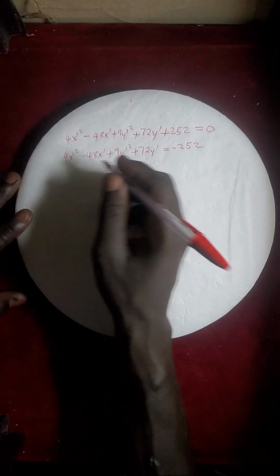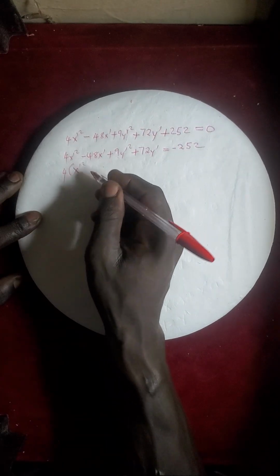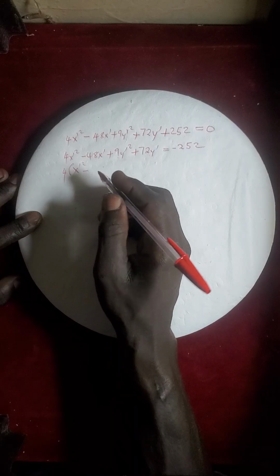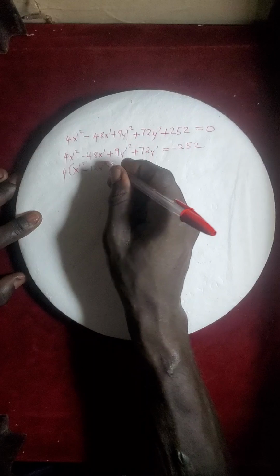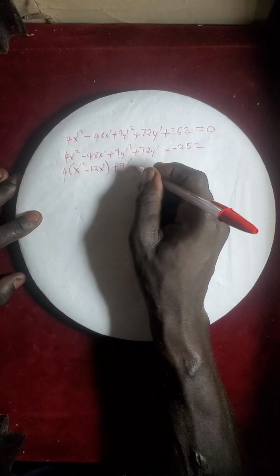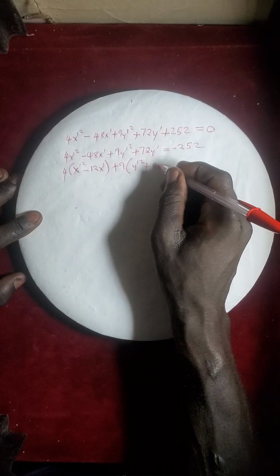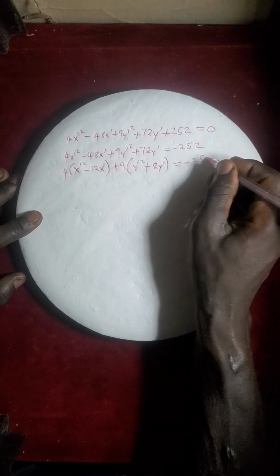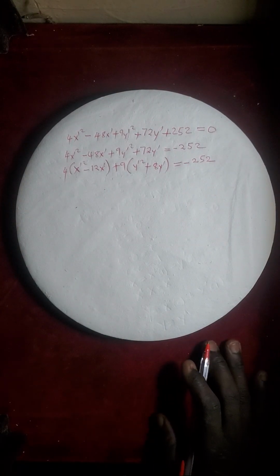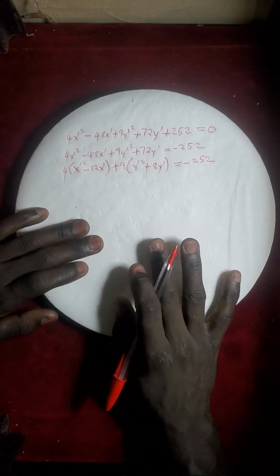So we begin our factorization. 4 outside, we shall remain with x prime squared, minus, how many 4s are in 48? It's always a 12. Then we go for 9. How many 9s are in 72? It's always an 8. Okay, that's what we have. Concept taken. I'm sure the concept has been taken there.